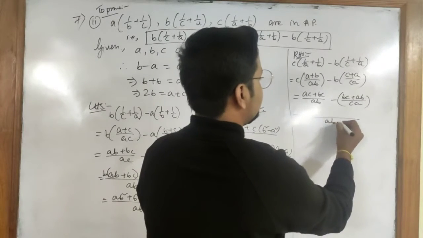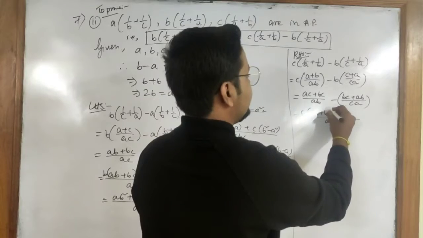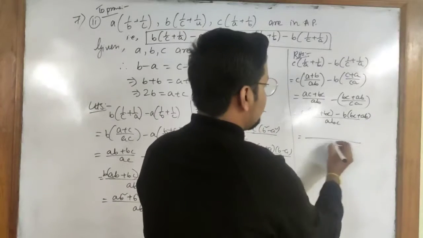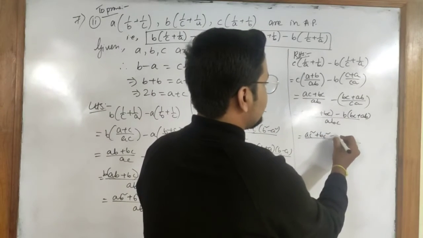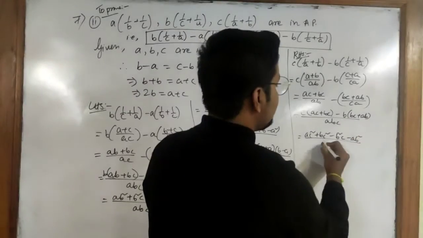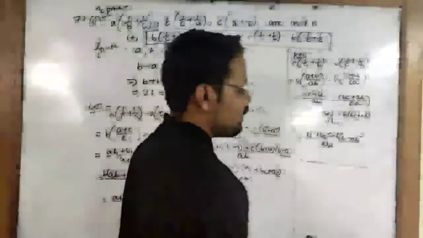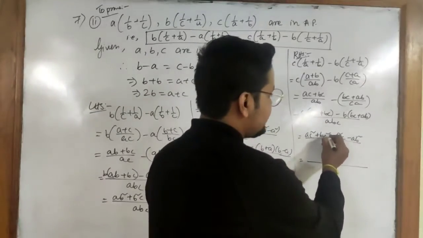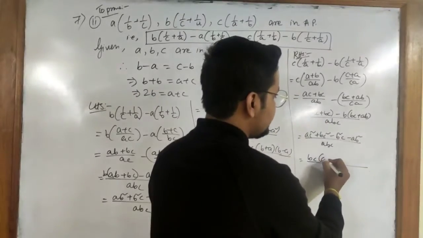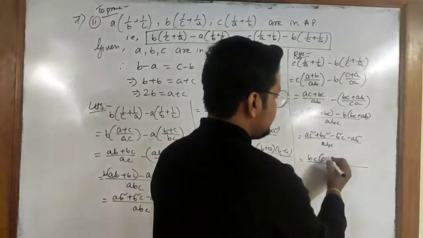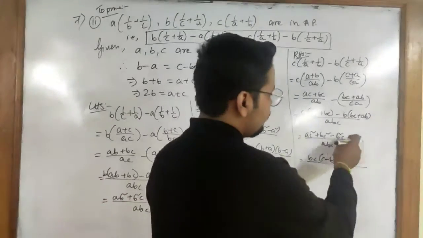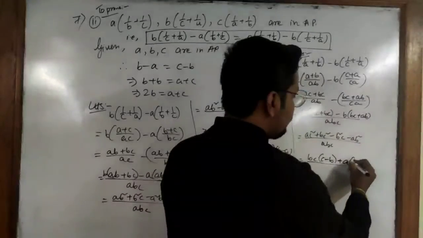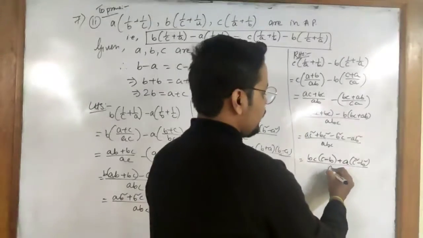Take the LCM ABC. This will be multiplied by C because of the LCM, and this will be multiplied by B. What we get from here is AC square plus BC square minus B square C minus AB square, by ABC. Again we will take common. From BC square minus BC, if we take BC common, we will get C square minus C minus B, and from AC square and AB square, if I take A common, it will be C square minus B square, and here it will be ABC.